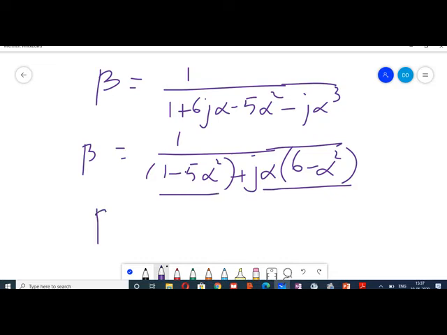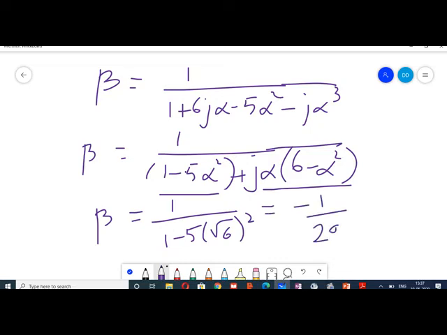So in this real term, we'll substitute the value of alpha, which is equal to root 6. So we get beta is equal to 1 divided by 1 minus 5 into root 6 the whole square, which gives us minus 1 by 29. Minus indicates that there is a phase shift of 180 degrees. So we can write magnitude of beta as 1 by 29.